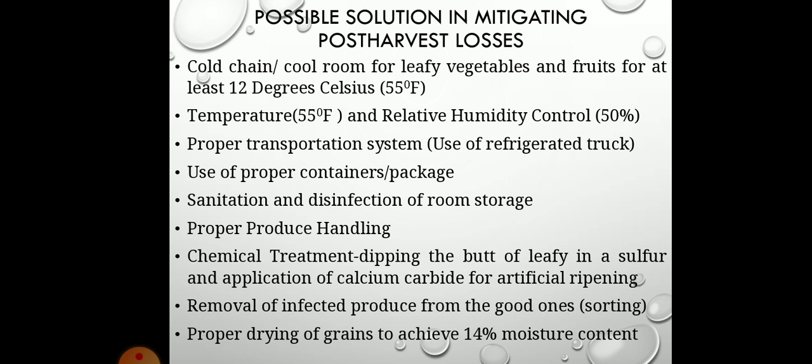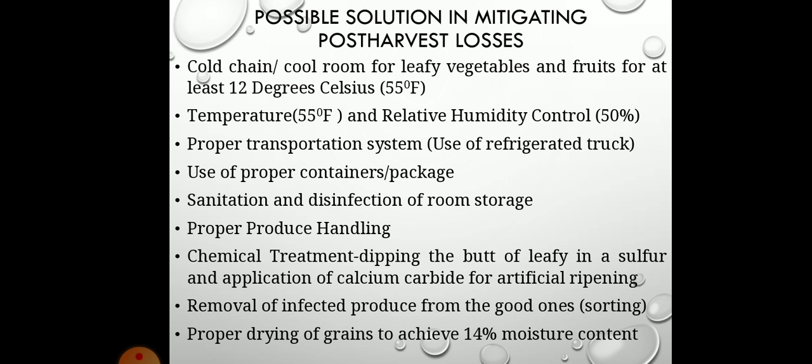What is this butt? Okay. The portion where we cut the produce in leafy vegetables, the portion where it is separated, where we cut those leafy vegetables. So at least we will dip it in sulfur to avoid entrance of those microorganisms.